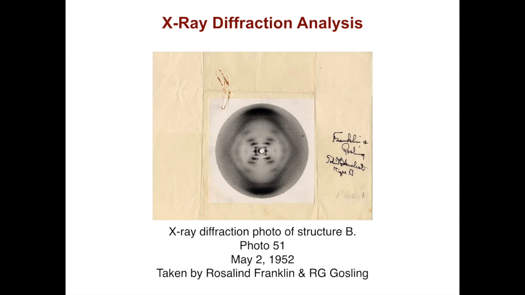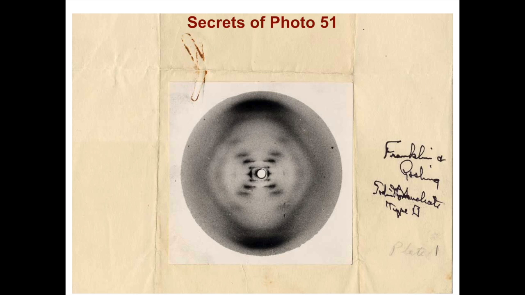Her analysis produced this amazing photo, which is an X-ray diffraction photo of structure B. And it's called Photo 51, and it was taken on May 2nd, 1952. And this was taken by Rosalind Franklin and R.G. Gosling. Photo 51 revealed a lot about DNA.